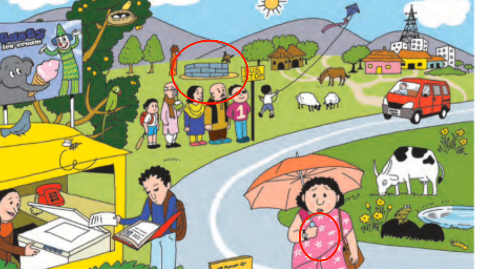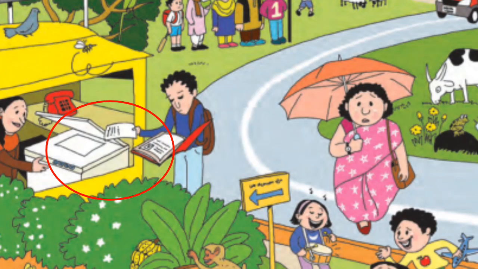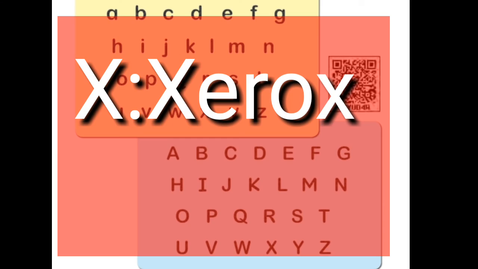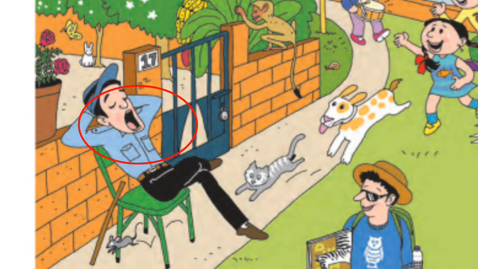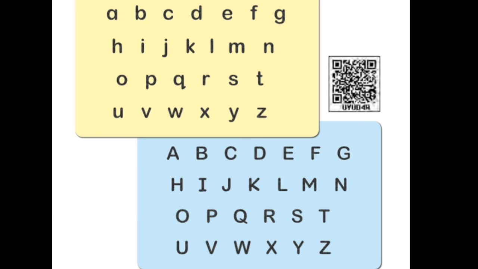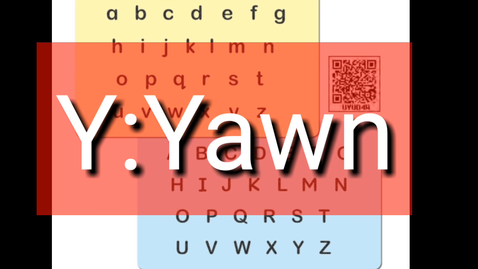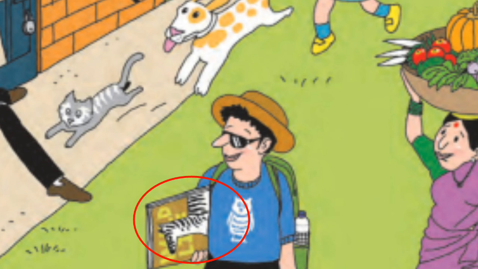So students, in this picture we can see a wristwatch and a well. So watch and well. So W for watch and W for well. Now the next letter. We can see the man is taking a Xerox. So X for Xerox. In the picture we can see the man, he is yawning. Y for yawn. Now the next letter and the last letter Z. So Z, we can see a zebra.